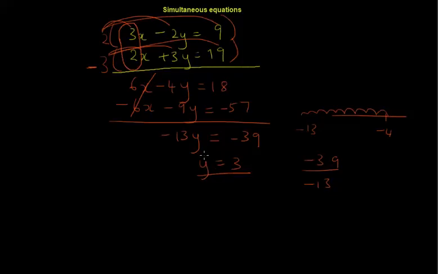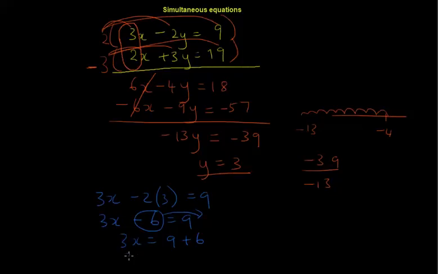Once we found out what y is, we can now put that into either of these equations to find out what x is. So I'm just going to choose the first one here. So we have 3x minus 2y, so now we know what y is, which is 3. Just go ahead and put that in there, equals 9. And then we have 3x minus 2 times 3 is 6 equals 9. So now we can just solve this quite easily. We have 3x equals 9 plus 6, since we're moving this over to this side, change the sign. So now we have 3x is equal to 9 plus 6 is 15.